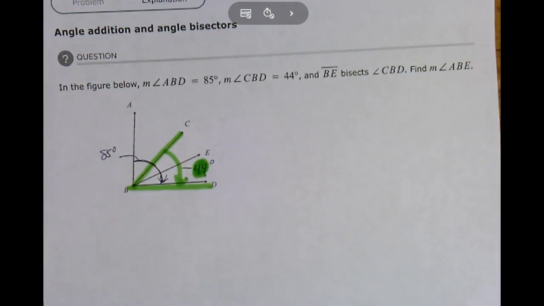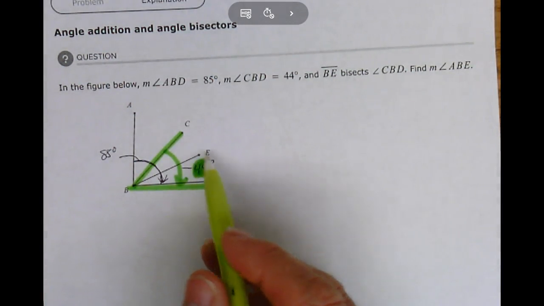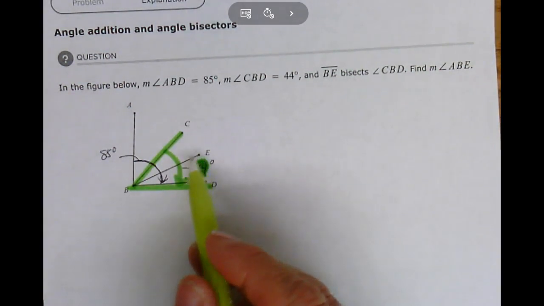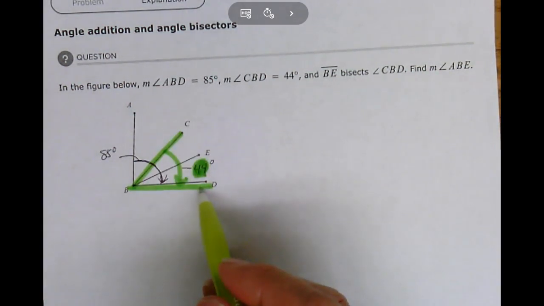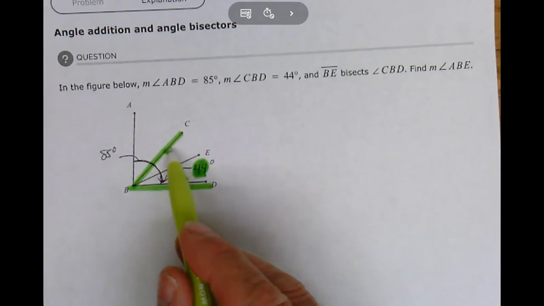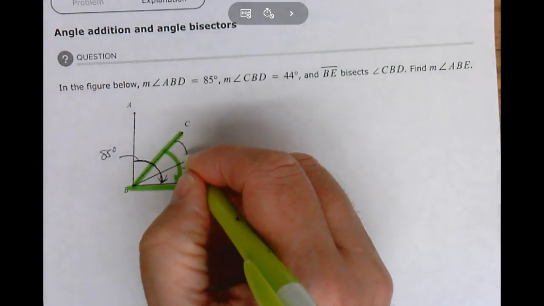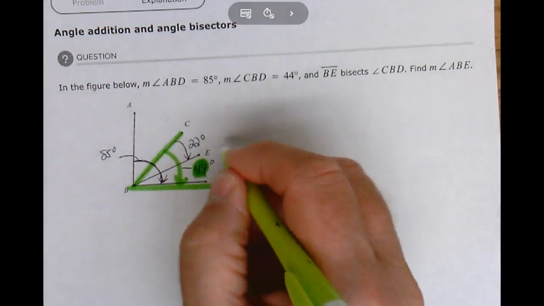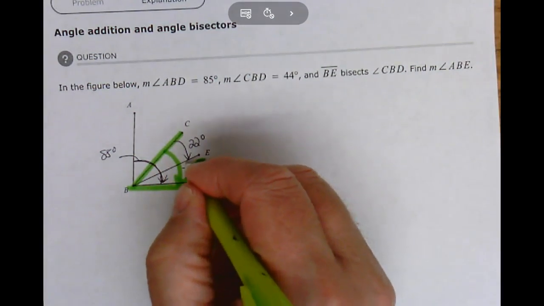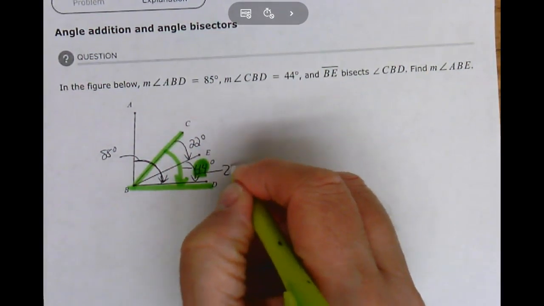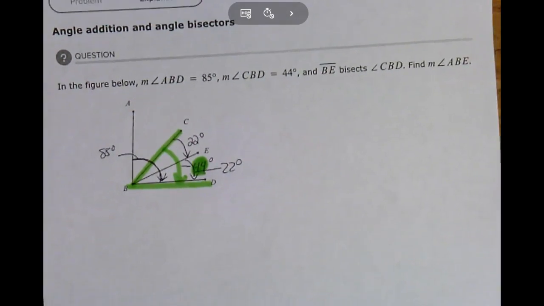And then it gives us one more thing. It says BE bisects CBD. So here's BE. It bisects CBD. So that then tells us that each side of this angle is half of that. So then we could really say, if we wanted to, this is 22 degrees. And this other side is also 22 degrees. We have a lot of angles in here as well.